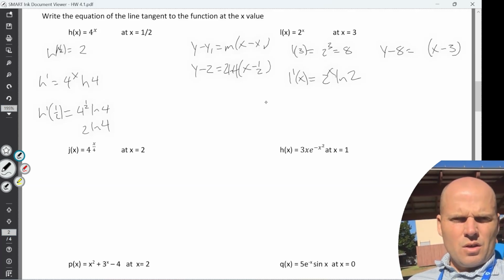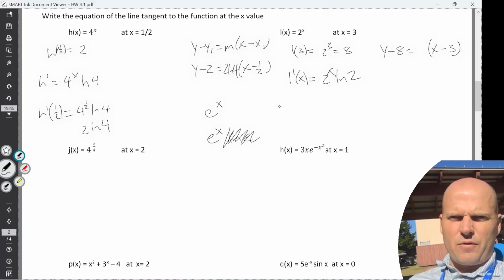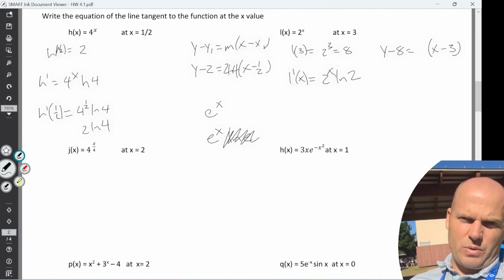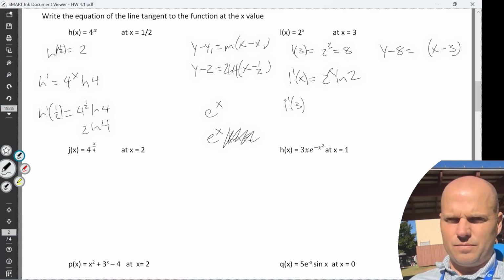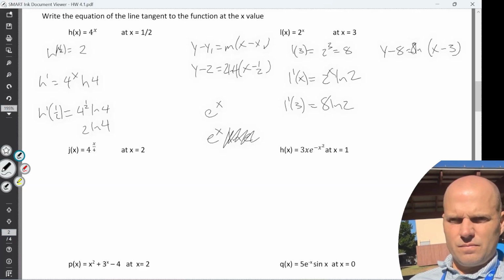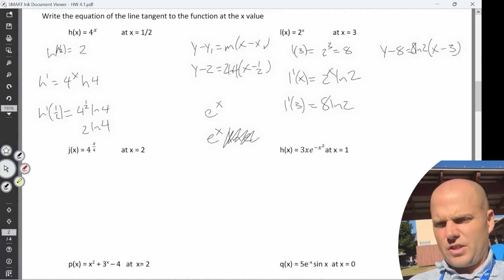And e to the x's slopes are e to the x times the natural log of e. But the natural log of e is just 1, which is why we don't put the natural log of e. But if I was taking any number to an x, the natural log of that number is not going to be 1, so we need to take it into account. 8 log 2. Cool. We can see that if we want to.